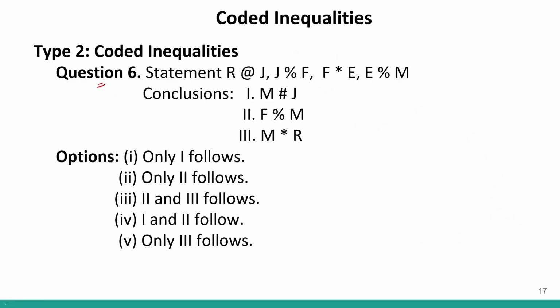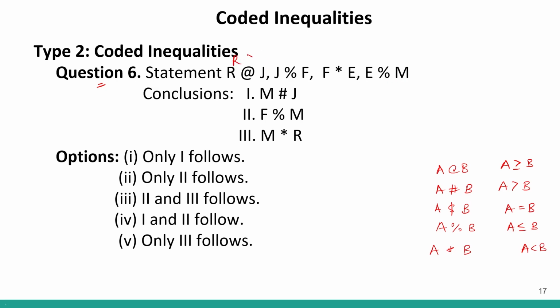Moving to question number 6. I am quickly writing the code. A @ B means A is greater than or equal to B. A # B means A is greater than B. A $ B means A equals B. Similarly, A % B means A is less than or equal to B. And A * B means A is less than B. These were your codes. I will quickly put them in the statement.